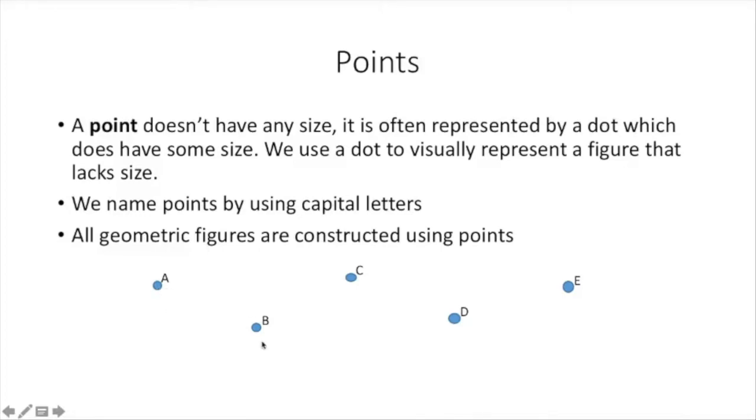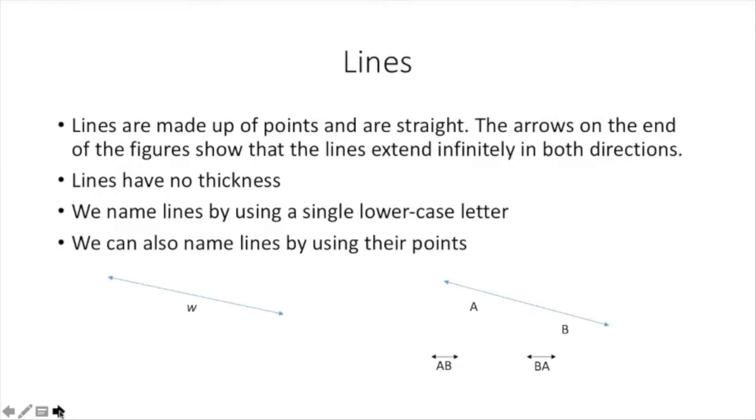We have point A, B, C, D, and E. And as you can see, there are dots there. And even though this does have some size, point A has no size. And all geometric figures are going to be made up of our points. So another familiar geometric shape is a line. And lines are made up of points, and they're straight.